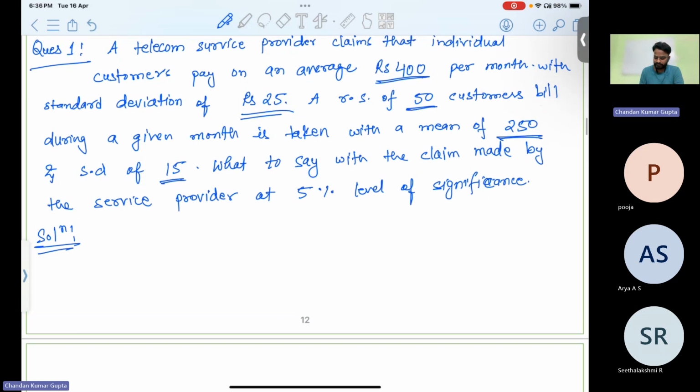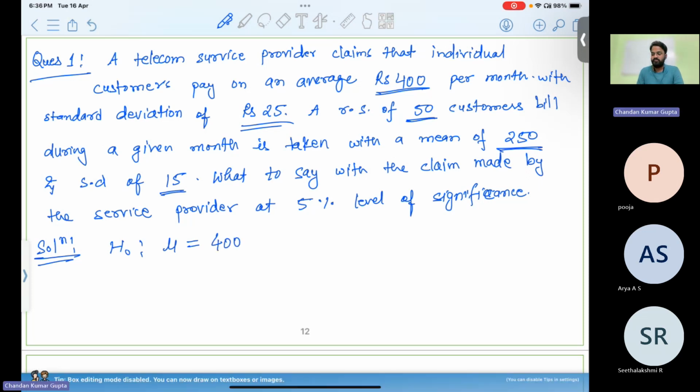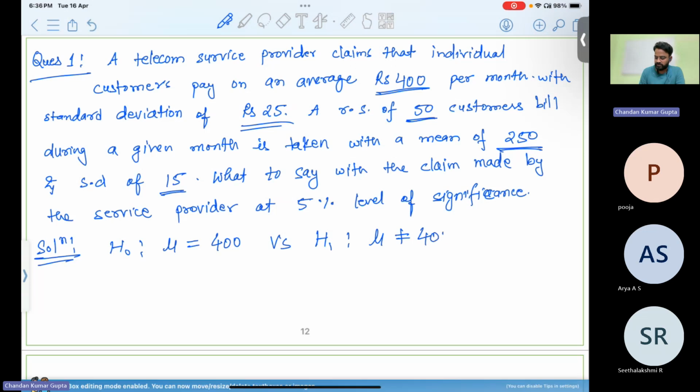Okay, so our null hypothesis will be that the average amount an individual customer pays is 400, against the alternative. Since nothing is specified, it is more or less. In the question, we need to check whether it is 400 or not. So that is not equal to 400.